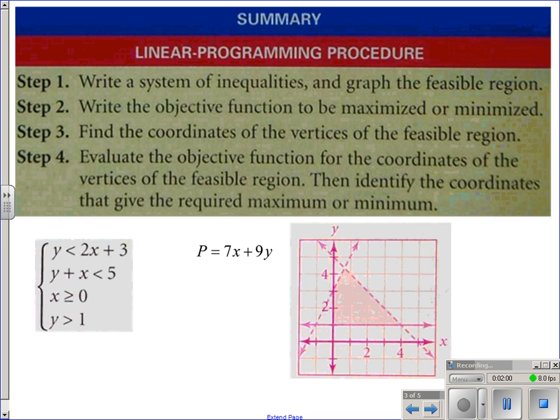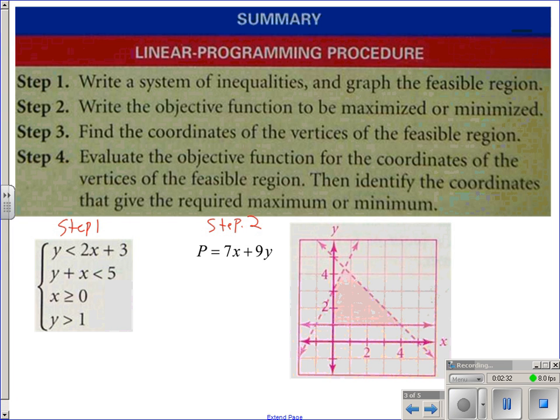So, what you're going to do, first step is write a system of inequalities. Step one, okay? Basically, the story problems. You're getting your equations. Step two is write the objective function that's going to be maximized or minimized. So somewhere in the problem, it's going to say the profit is this or that, the cost is this or that. So you're coming up with that equation. Step two. All right, then it says find the coordinates of the vertices of the feasible region.